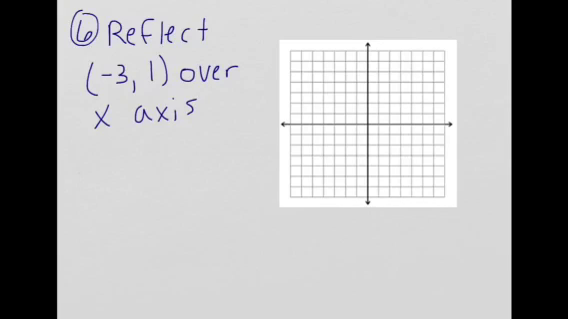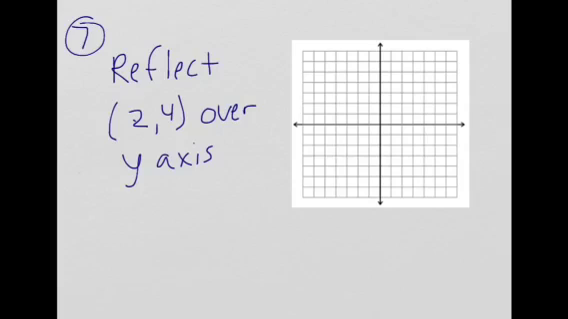Now we're going to reflect some points over some axes. So the first thing that you're going to do is find the ordered pair. Negative 3, 1. Negative 3, 1 is going to be right here. And we're going to reflect it over the x-axis, which is here, which means we're going to stand on the x-axis and we're going to go the exact same distance but the opposite direction. So to reflect it over the x-axis is going to put it right here. So now our ordered pair is negative 3, positive 1.